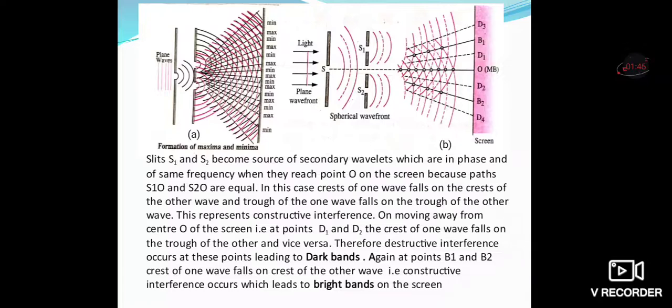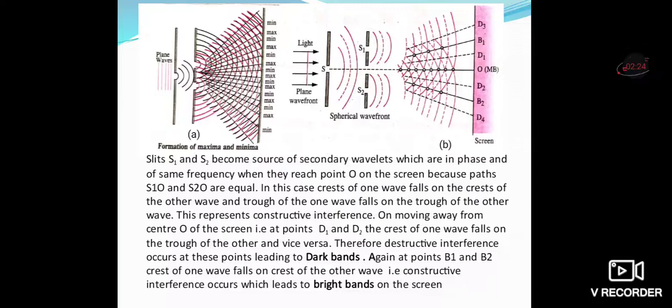In phase means the crest of one wave falls on the crest and the trough of one wave falls on the trough. There is no path difference here. The path covered from S1 to O as well as from S2 to O will be the same. Therefore, there will be no path difference. In this case, the crest of one wave falls on the crest as well as the trough of one wave falls on the trough of the other wave, and this represents constructive interference. Therefore, our point O, we have taken it as MB. MB means middle bright.